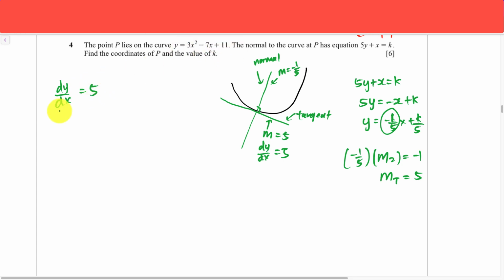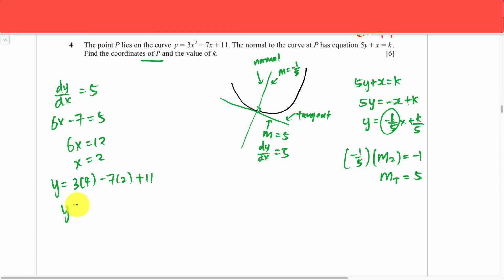Then I will differentiate the curve. I will get 6x minus 7 equals 5. So 6x equals 12, x equals 2. Because the question asked me to find the coordinates of P, I will need to find y also. So y equals 3 times 4 minus 7 times 2 plus 11. So this is 12 minus 14 plus 11. y equals 9. So therefore, I know my coordinate P is (2, 9). Right, it's quite simple. So if you got the coordinate (2, 9), that means both the normal and the curve pass through (2, 9). So you can find the c easily by substituting the coordinate into the equation.